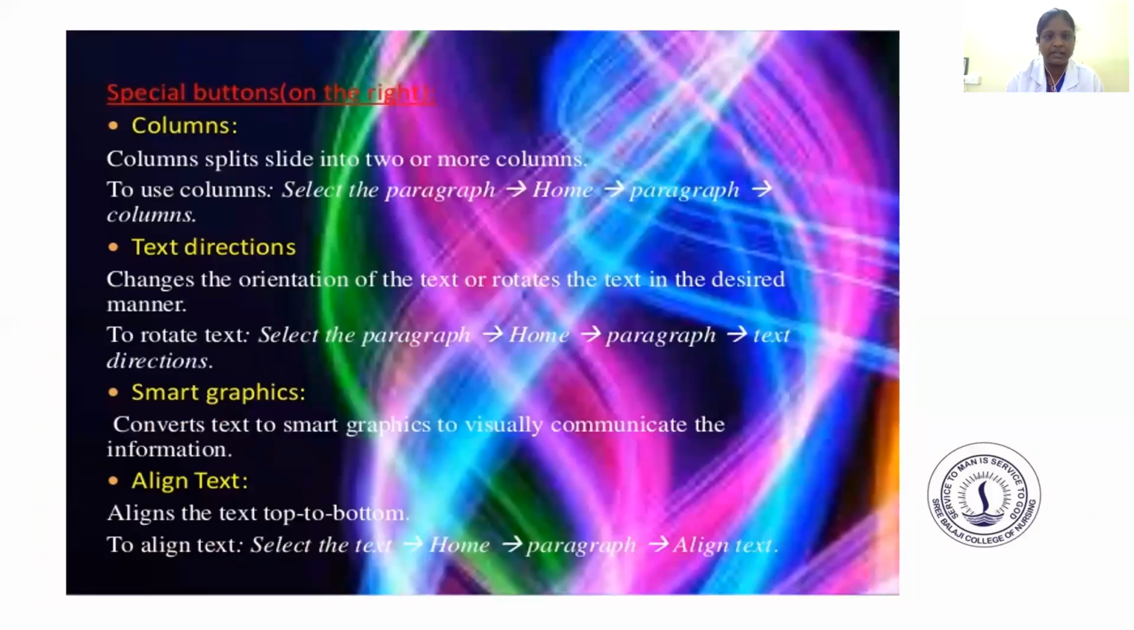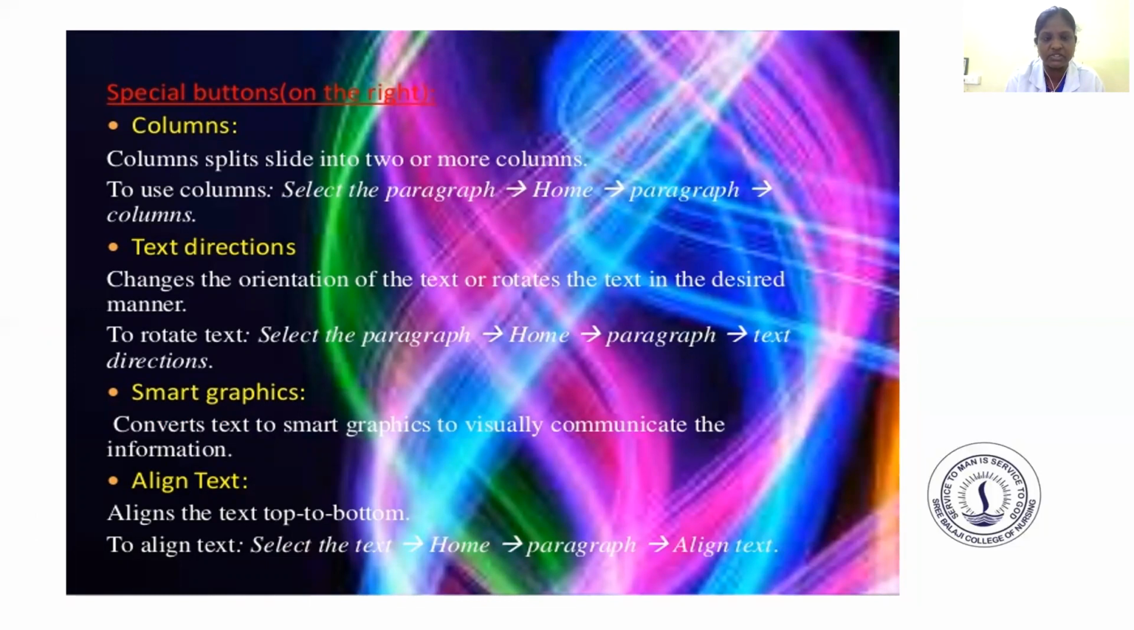And the special buttons on the right. What are the special buttons available? Column, text direction, smart graphics, and align text. What is a column? Columns may split a slide into two or more columns. To use column, select the paragraph, go to the Home, select the paragraph, and select the columns.